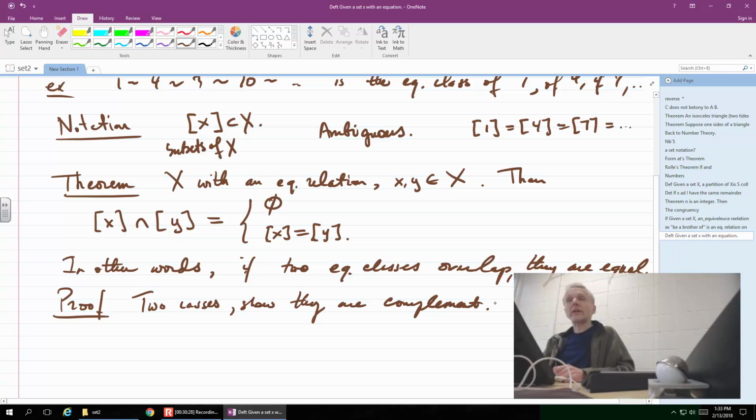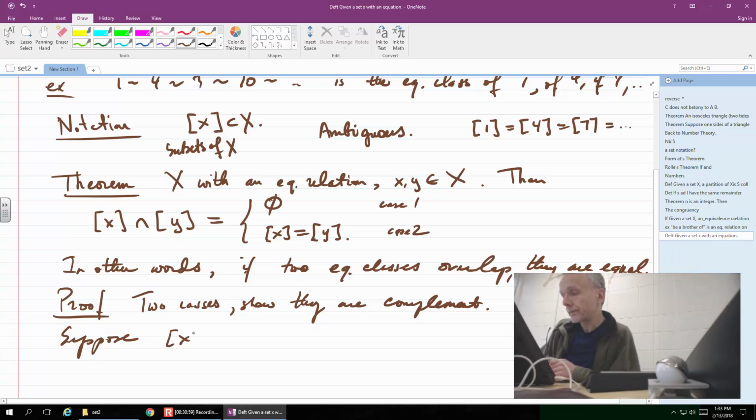What does it mean? It means that if one is not satisfied, then the other is. Okay? So specifically, we're going to start by taking the complement of the first. That's the easiest one. Either it's empty or it's not empty. So suppose, contrary to case 1, this is case 1, case 2, suppose that the intersection is non-empty. The intersection of the two equivalence classes is not empty.